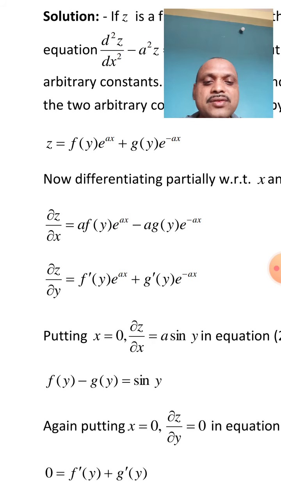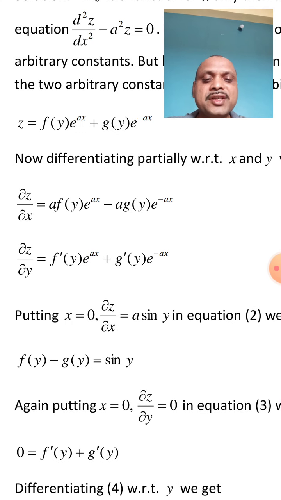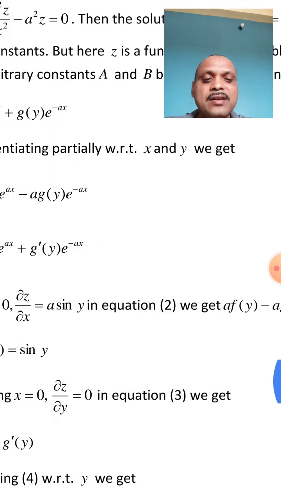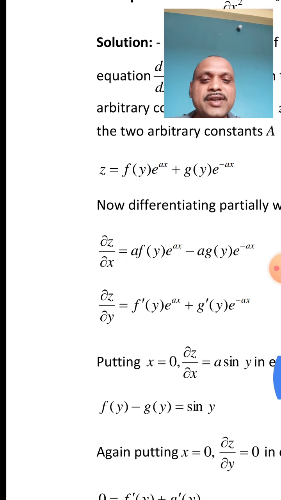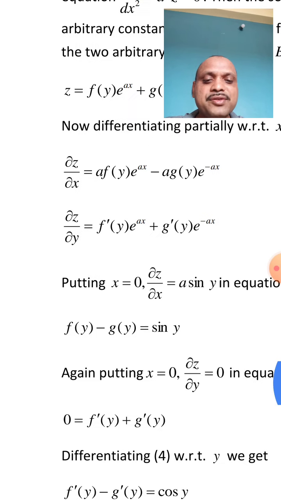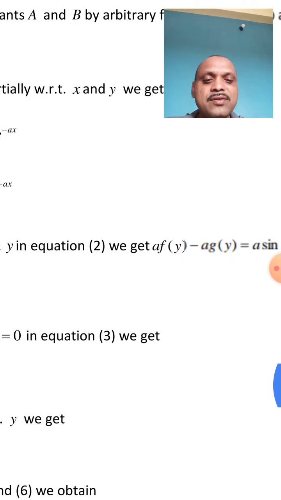So let us put the condition x equal to 0, ∂z/∂x equal to a sin y in equation 2. This is our equation number 2. First one, ∂z/∂x, and ∂z/∂y is here the third equation. So after substitution, we get f of y minus g of y equal to sin y. Let us call this equation number 4.